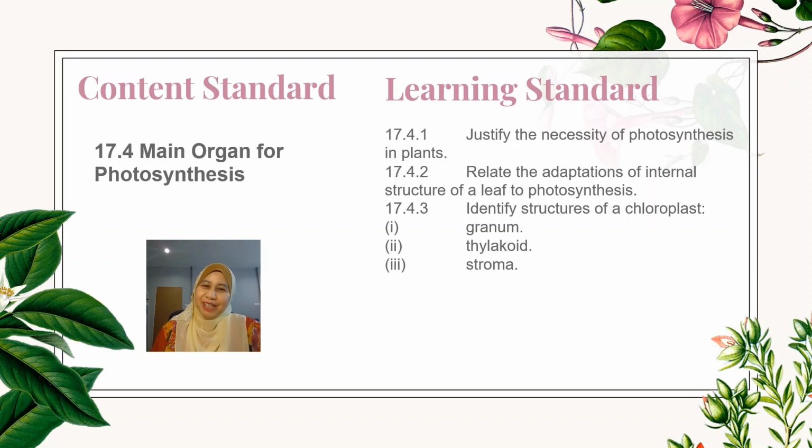Content standard for today's lesson is 17.4 Main Organ for Photosynthesis. Learning standard 17.4.1: Justify the necessity of photosynthesis in plants. 17.4.2: Relate the adaptations of internal structure of a leaf to photosynthesis. 17.4.3: Identify structure of chloroplast, that is granum, thylakoid and stroma.